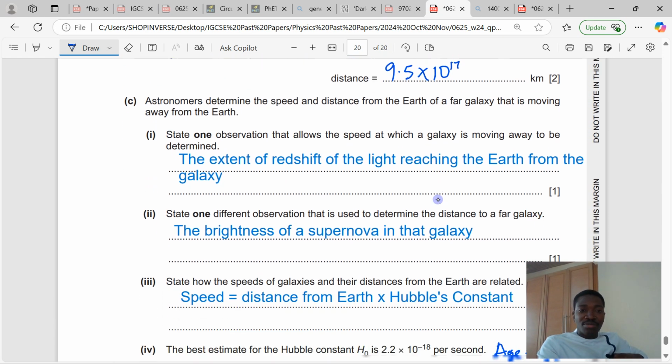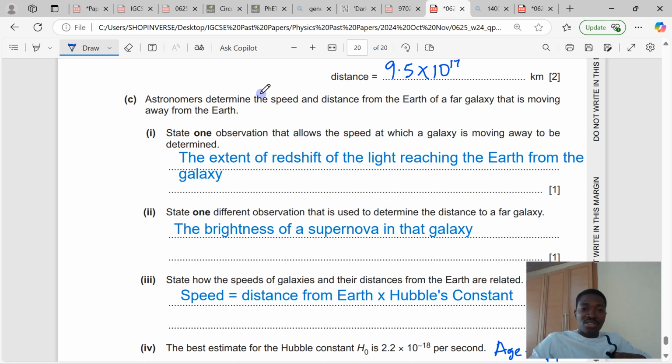The next question: astronomers determine the speed and distance from Earth of a far galaxy that is moving away from the Earth. State one observation that allows the speed at which a galaxy is moving away to be determined. It's just redshifting. The extent of redshifting tells us how fast a galaxy is moving away. If the extent of redshifting is large, then that galaxy is receding at a very high speed, and it has a very wide distance from our Earth.